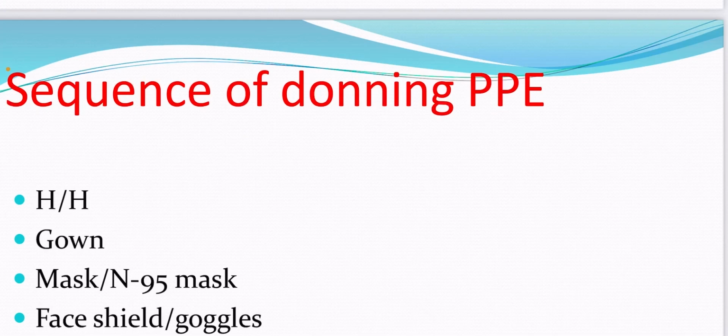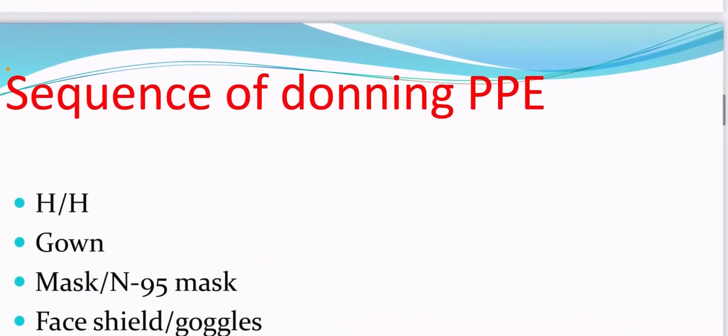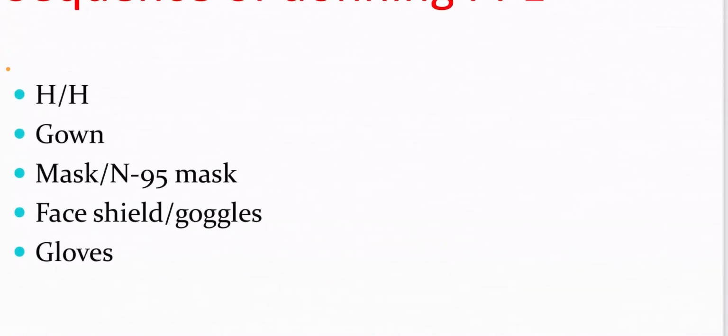Now we will go to PPE. What do you mean by PPE? Personal protective equipment. Here is the importance, how you will don the PPE and doff the PPE. Now we will see the donning of PPE. You have to do hand hygiene before touching the personal protective equipment. Start with the gown, then the mask, surgical mask or N95 mask, then face shield or goggles. Last will be the gloves.